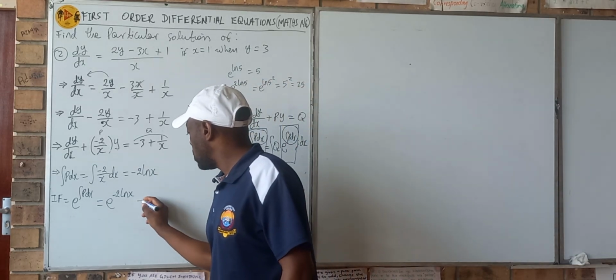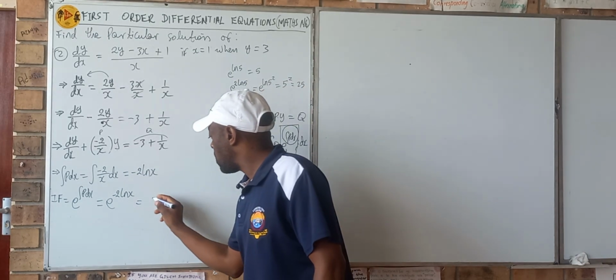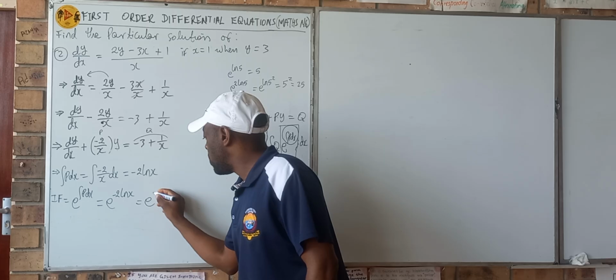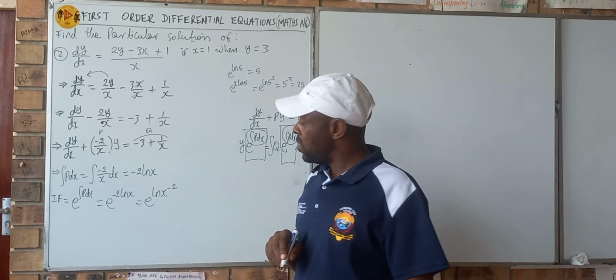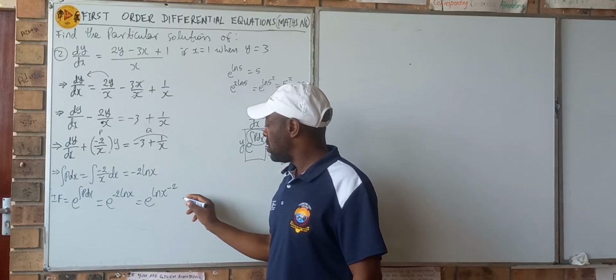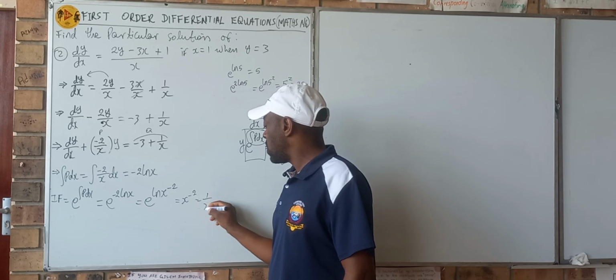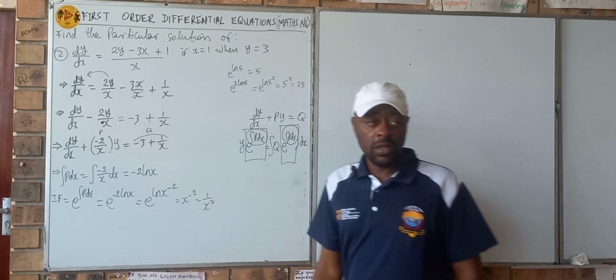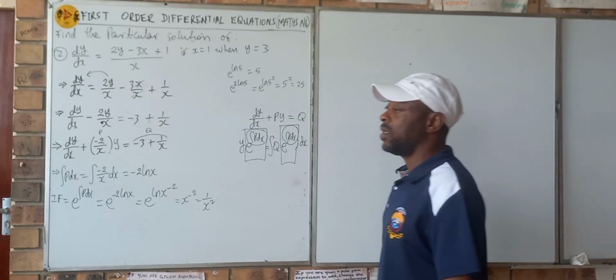You must know it from your laws of logs and exponents, which will now help us to get e to the power ln of x to the power -2. And if e and ln cancel, I'm left now with x to the power -2, which is the same thing as 1 on x squared. So we have succeeded to get our IF, the integrating factor.